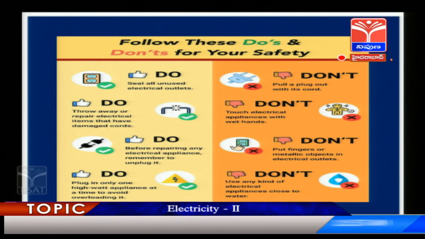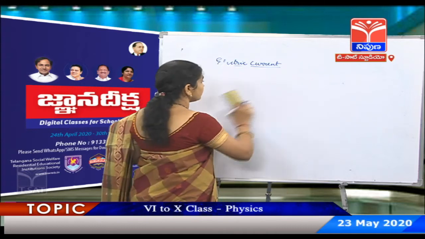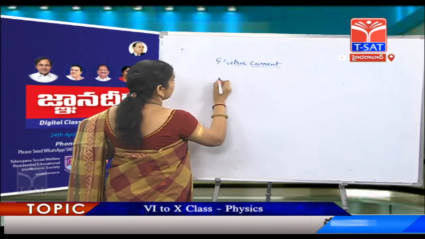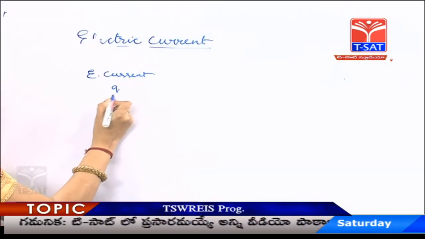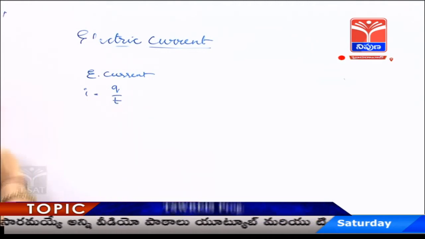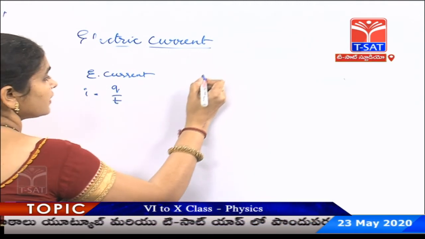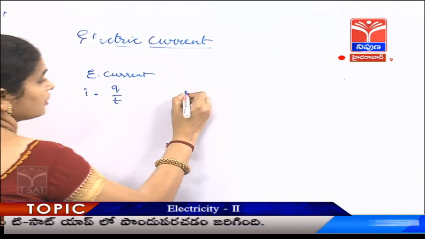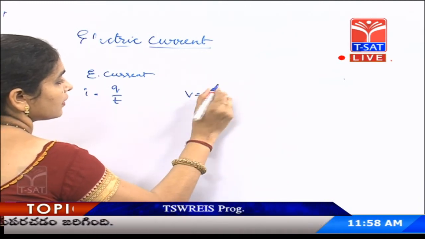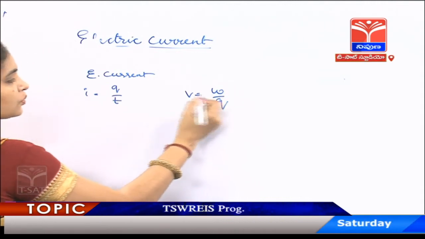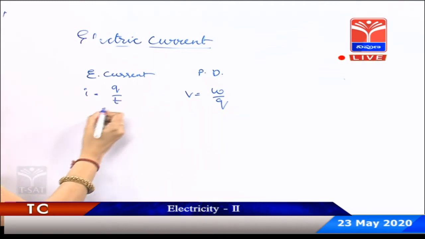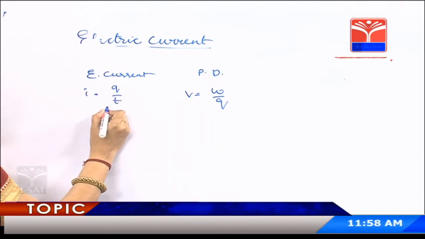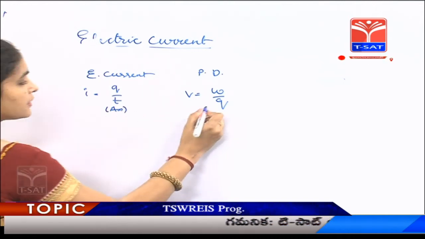Children, at the end of the session, let us recap what all we have discussed in this session. We discussed electric current. The rate of flow of charge is known as electric current. Then we discussed electric potential. The work done on unit charge to move from one point to another point is known as electric potential. Current is measured in ampere and potential is measured in volt.